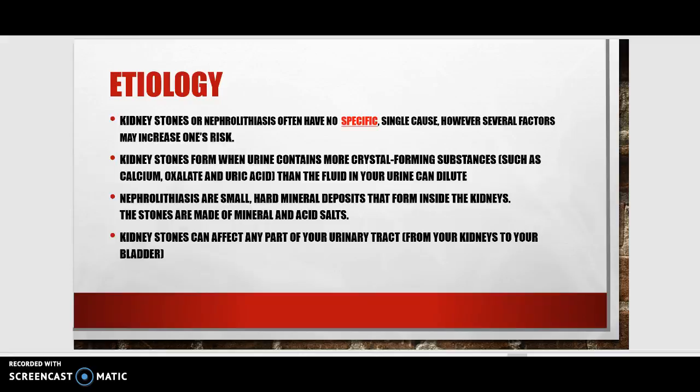Nephrolithiasis are small, hard mineral deposits that form inside the kidneys. The stones are made of mineral and acid salts. Kidney stones can affect any part of your urinary tract. This means from your kidneys to your bladder.